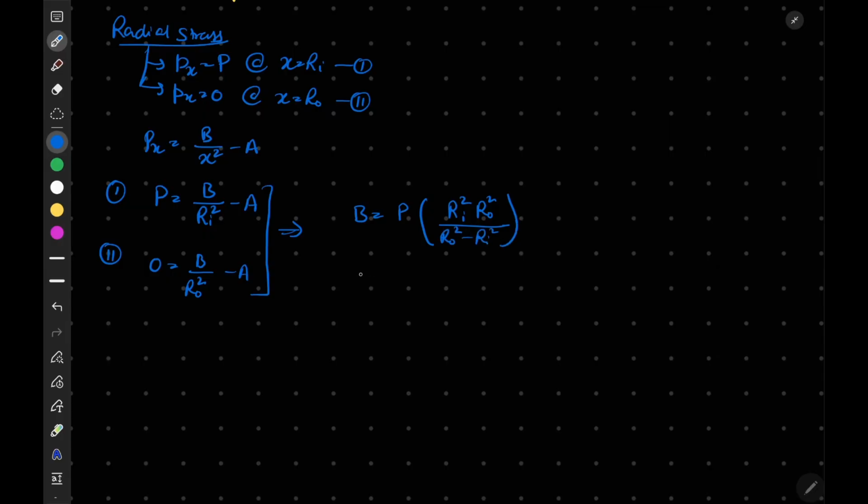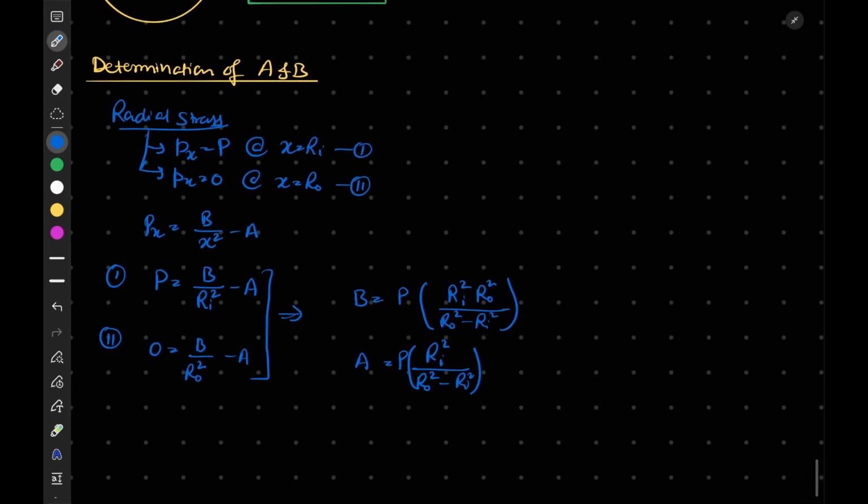And from one of these we can also find a, that is Ri square upon R naught square minus Ri square, and of course P times. These are the values of a and b. So this is how to calculate your a and b values.